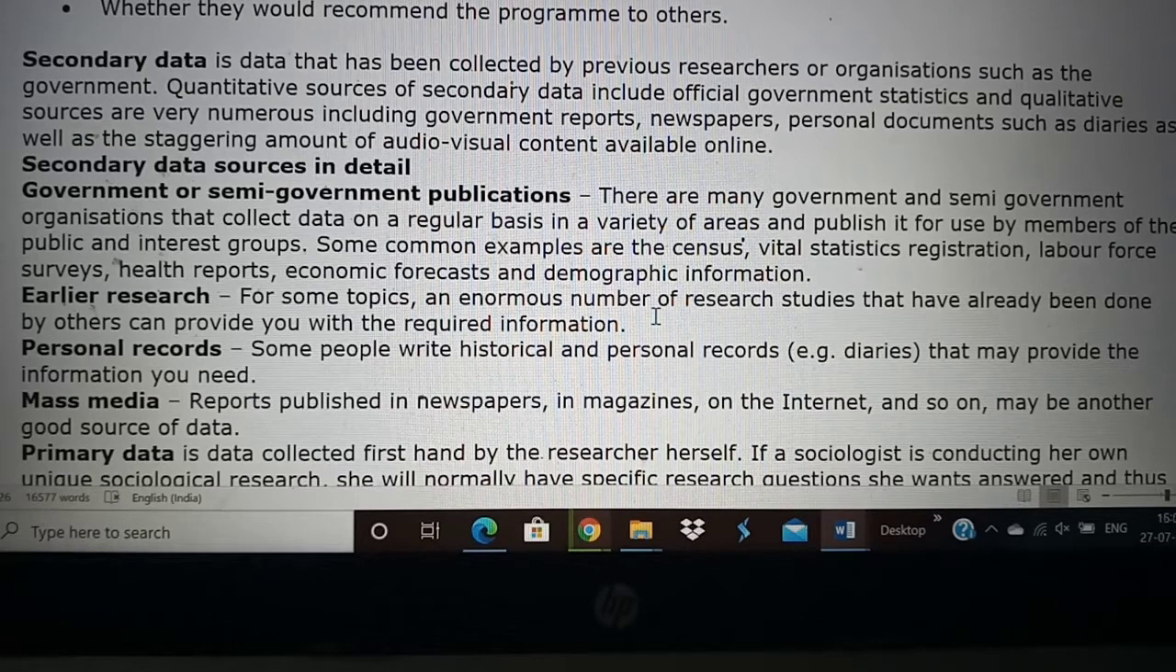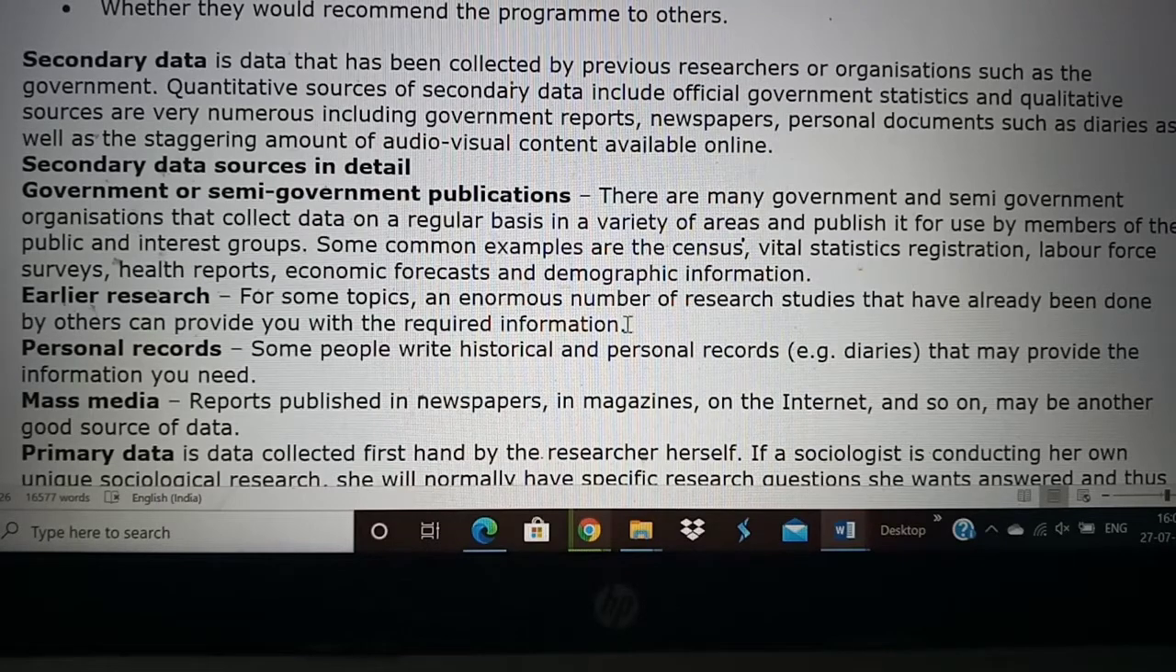You just have to go to the government website and download the data, and from there you will get all the information. So the researcher who is doing research need not collect the information directly from patients, but instead they can collect it from other sources where the data is already available. So it can be government reports, newspapers, documents like diaries or audiovisual content. So these are sources of secondary data.